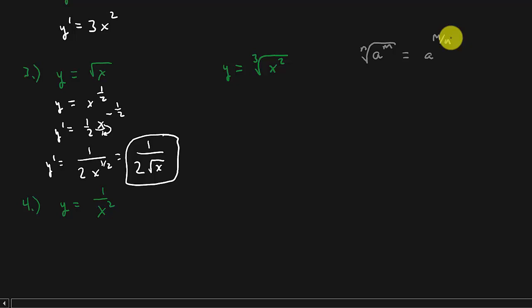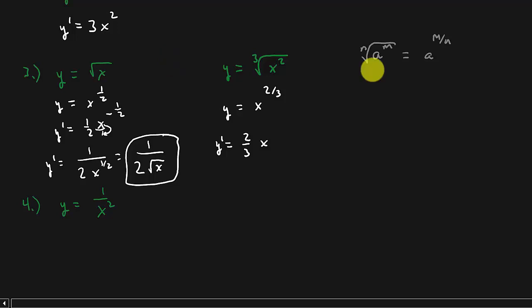So that's going from radical form to exponential form. So how would we go about writing this? Well, we would have to change it to y equals x to the 2/3. And then we can take the derivative. So y prime is 2/3 x. The exponent comes down. Subtract 1 from the exponent.